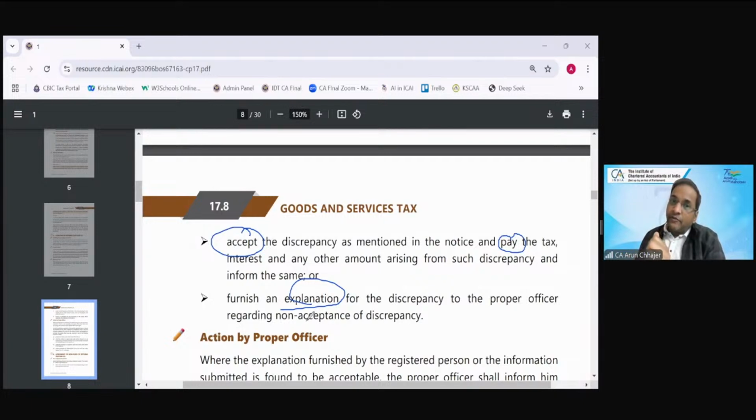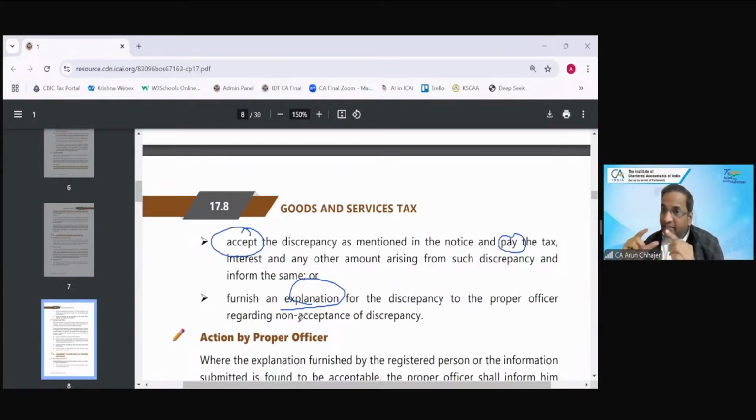Why is there a difference between 3B and 1? Why is there a difference between e-invoicing and R1? What could be the reason? Let's say I was required to change the value, but the e-invoicing portal does not allow me after 24 hours. That could be the reason. Or some ITC was there in my GSTR-3B of the last tax period, but I could not take it, and I am taking it right now. That could be a possible reason.